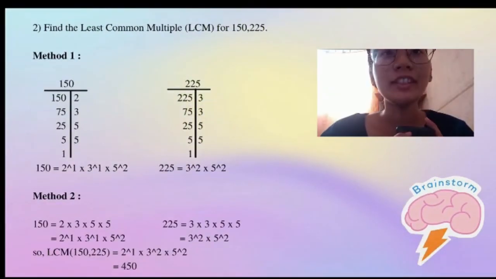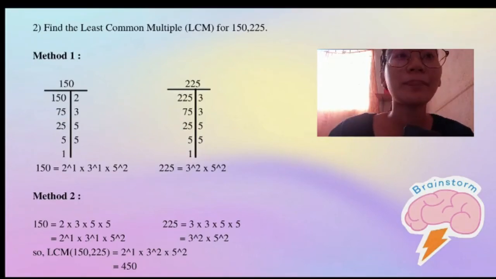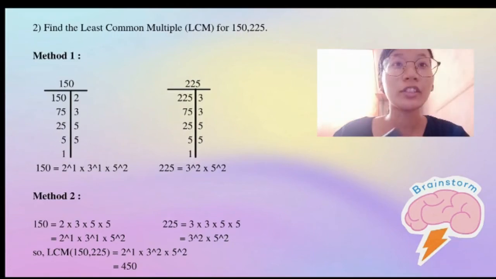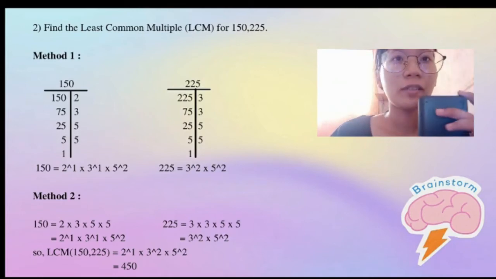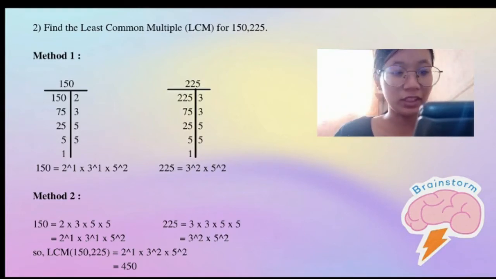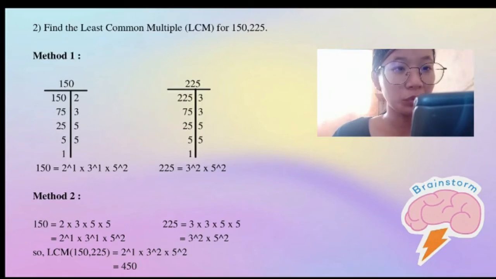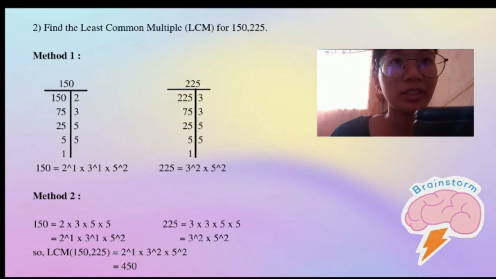For the next question, find the least common multiple, LCM, for 150 and 225. As I mentioned for question 1, we also use two methods for finding the LCM. First, we need to press the calculator: 150 divided by 2, and the answer is 75. So we write down 75 under 150 and 2 at the right side of 150.